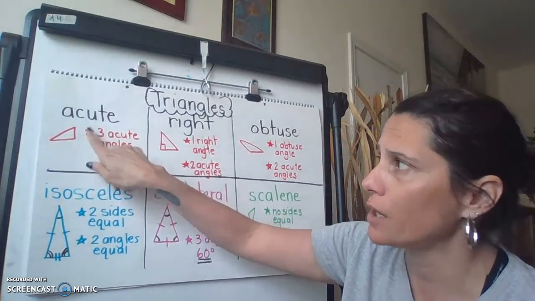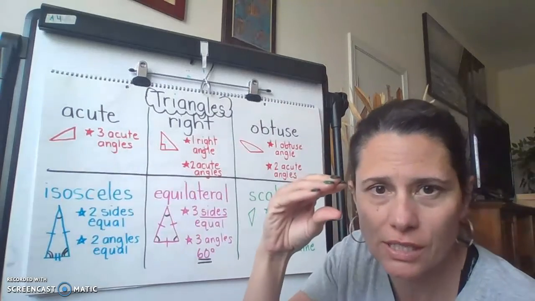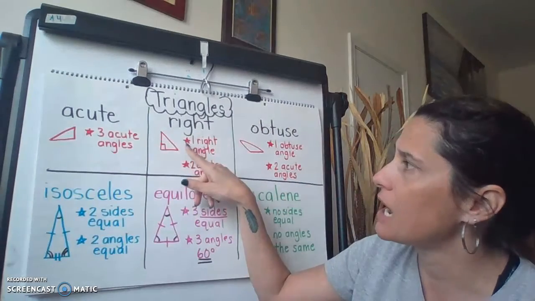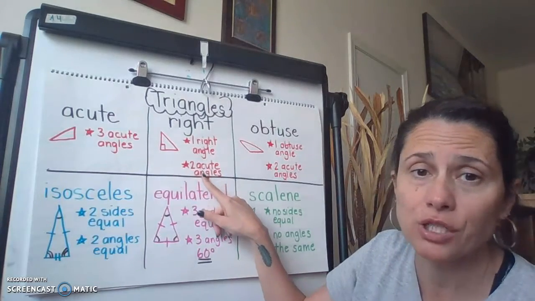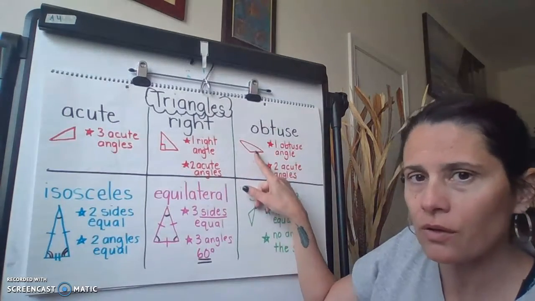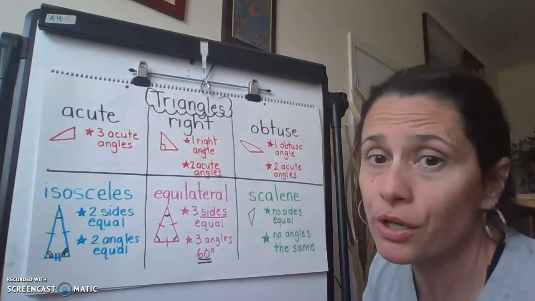So an acute triangle has to have 3 acute angles. So all of those are less than 90. To be a right triangle, it has to have 1 right angle and 2 acute angles. And then to be an obtuse triangle, it needs 1 obtuse angle and 2 acute angles.